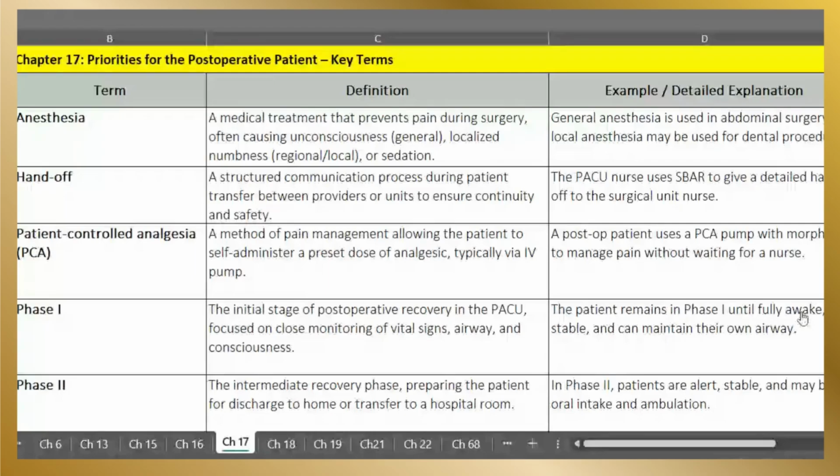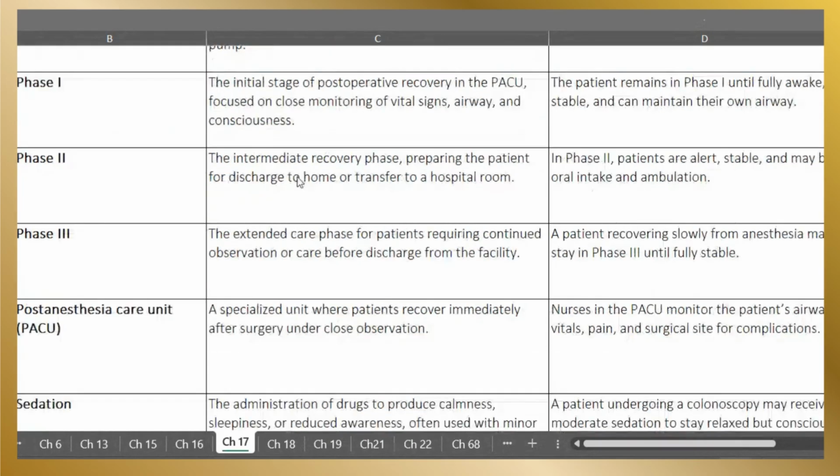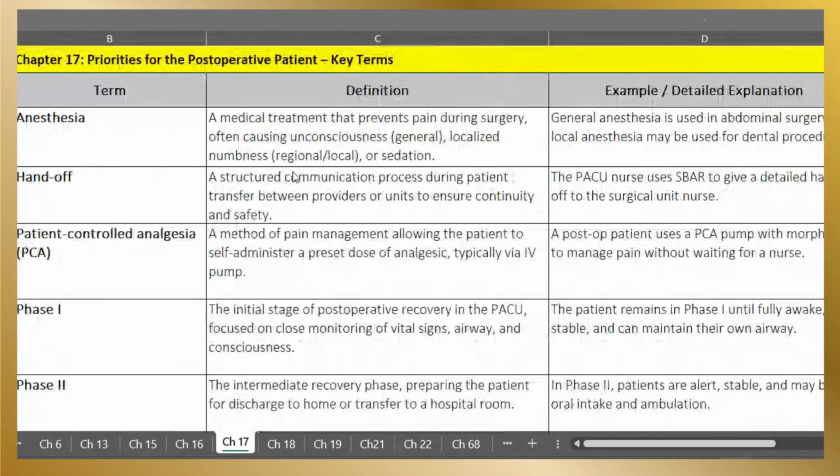This chapter is very short in key terms. So, chapter 17, priorities for the post-operative patient, the terminology. As you see here, we have a couple of them. That's 8. So here you can see how we do.